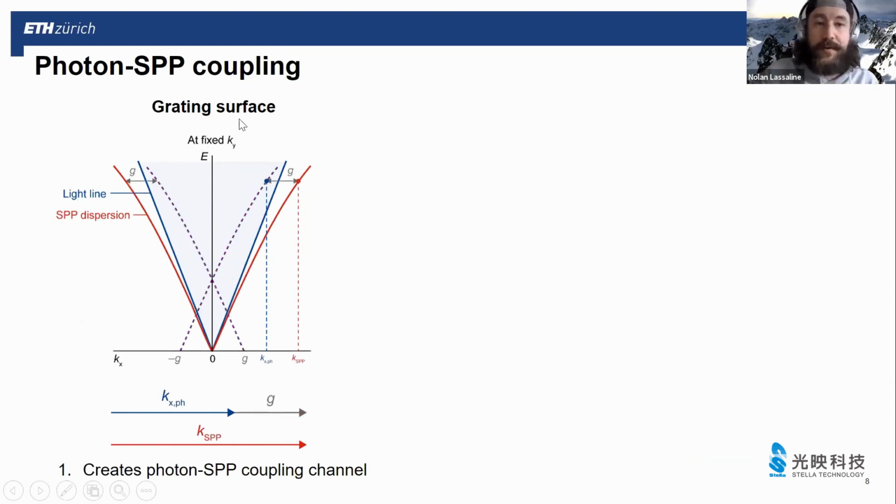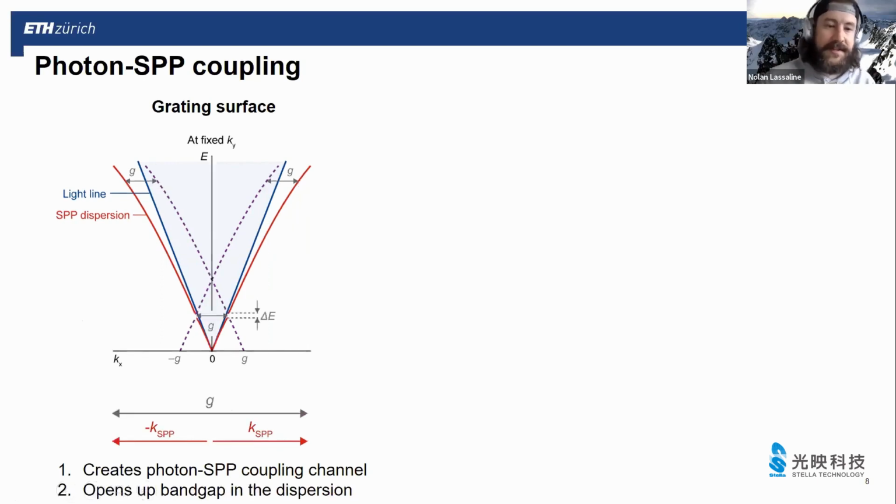Now, when we introduce a grating surface, what this grating actually does, or what we learned previously, is that this grating provides or subtracts the amount of necessary momentum to couple these two states together. So basically what we can say this does is this creates a photon SPP coupling channel.